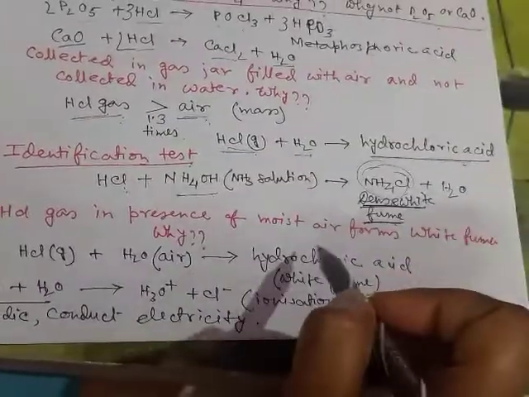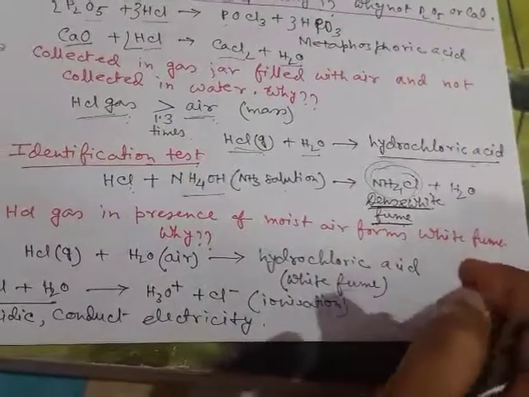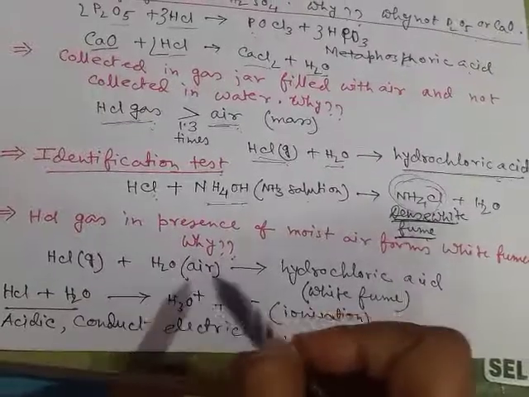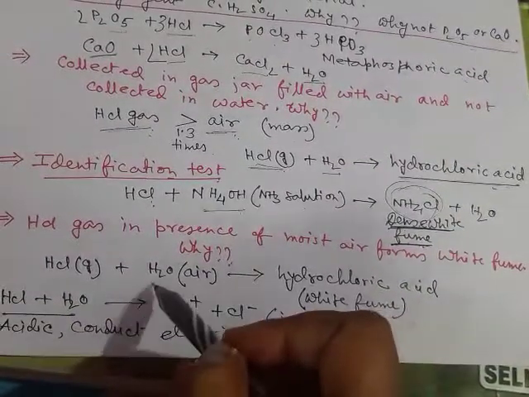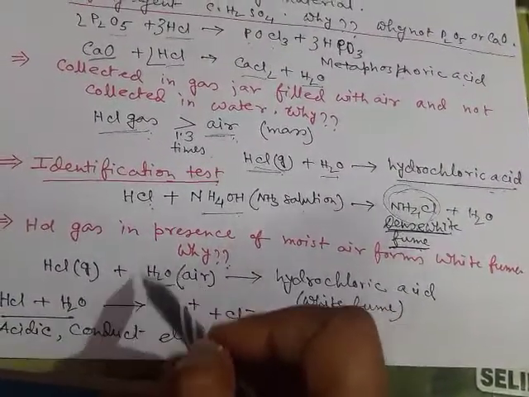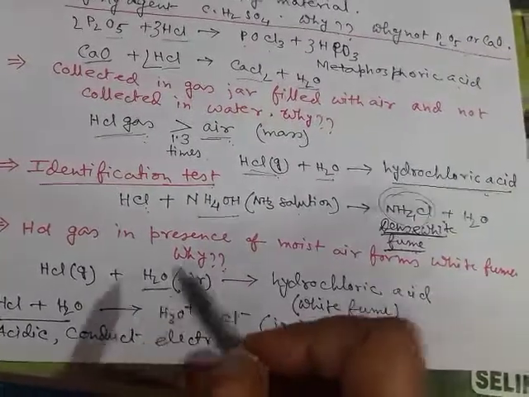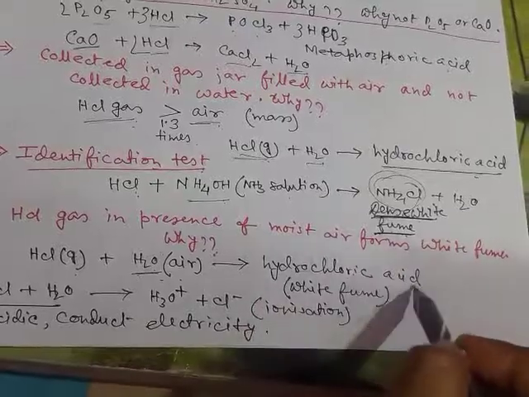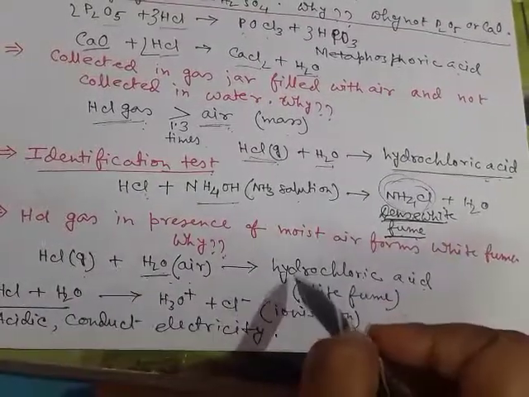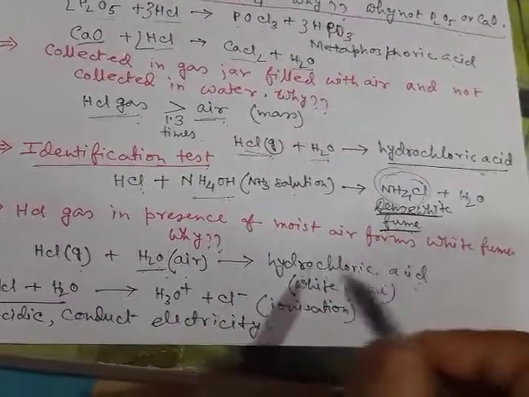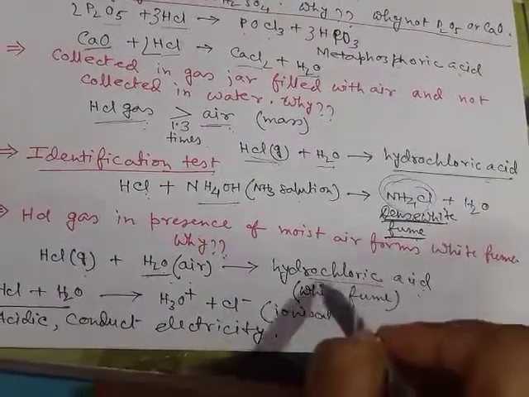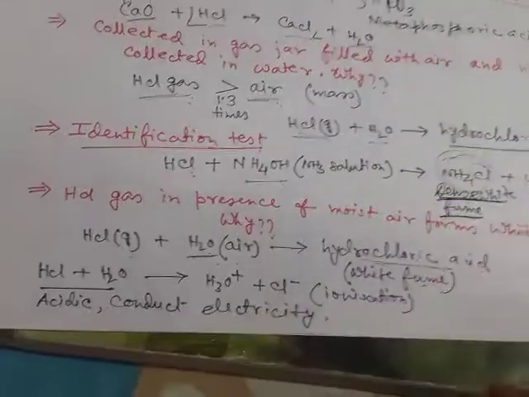Now HCl gas in presence of moist air forms white fume. Why? Because in moist air there are water molecules or water vapor. So in presence of moist air, the HCl gas becomes soluble and forms hydrochloric acid, and this white fume arises due to this hydrochloric acid.